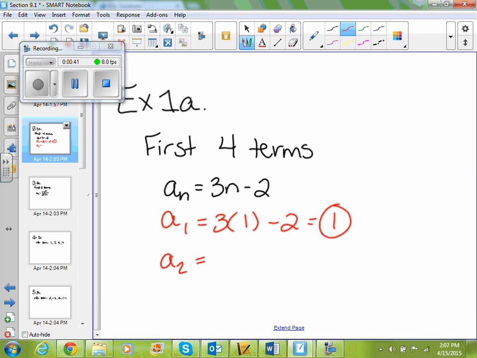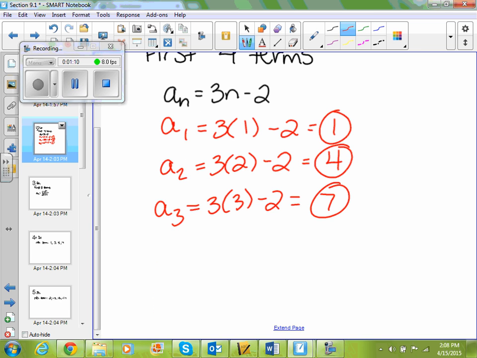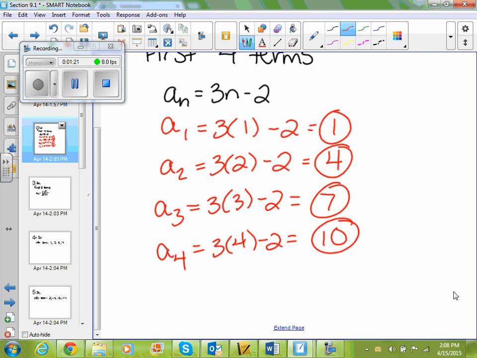If I go to find my second term, then I plug in 2 for n, so I get 3 times 2 minus 2. Well, 3 times 2 is 6. 6 minus 2 is 4. If I go to find my third term, I plug in 3 for n. 3 times 3 is 9. 9 minus 2 is 7. And if I want to find my fourth term, I plug in 4 for n. So 3 times 4 is 12. 12 minus 2 is 10.